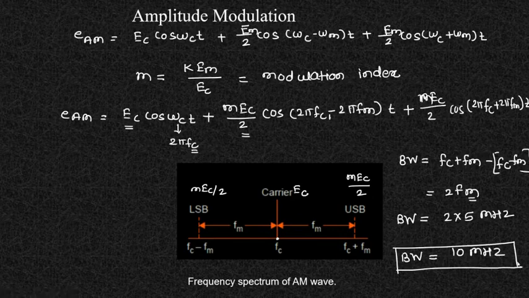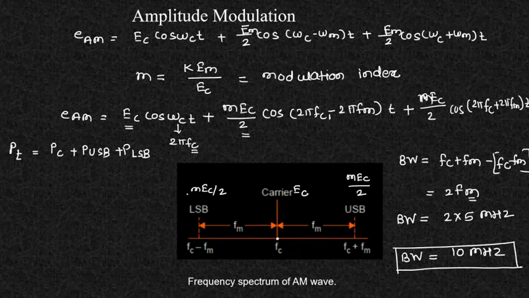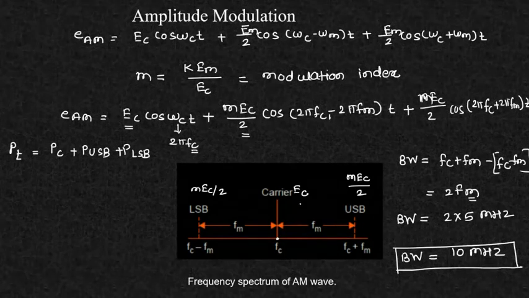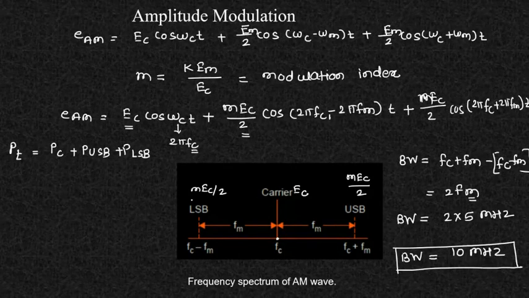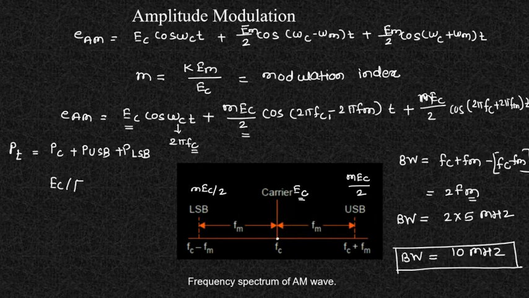Okay, so this is all about how we are calculating these things. If I am interested in the total power, how am I going to calculate total power? Carrier power plus upper sideband power plus lower sideband power. So what will be the carrier power? This is the RMS value. So the carrier amplitude is Ec by, suppose you are taking it as peak, because this amplitude is always a peak, it's not peak to peak. So (Ec by root 2) square divided by R. This will be the carrier power.